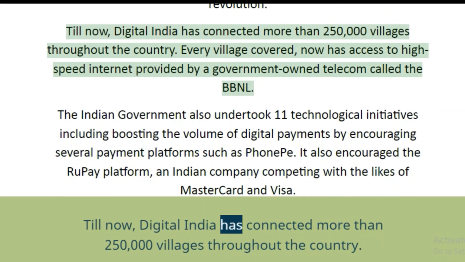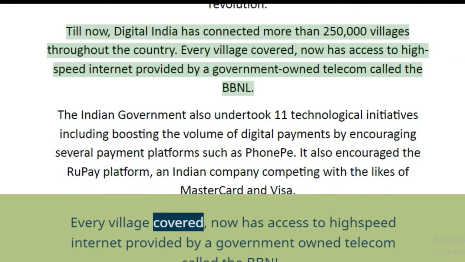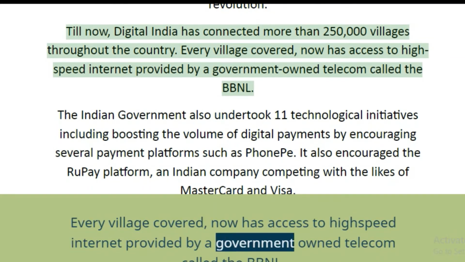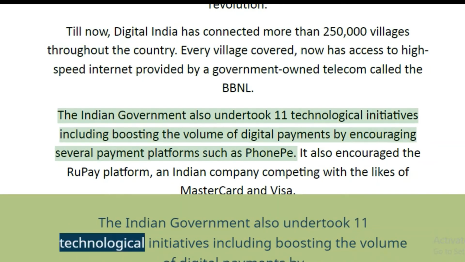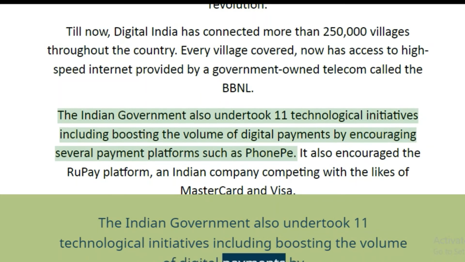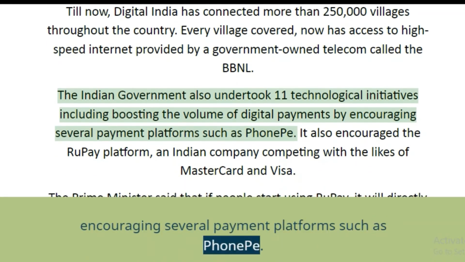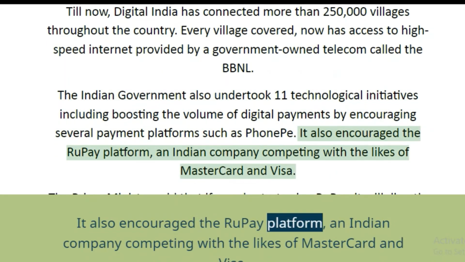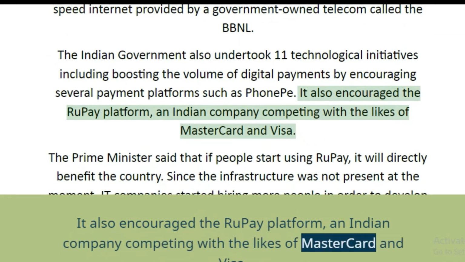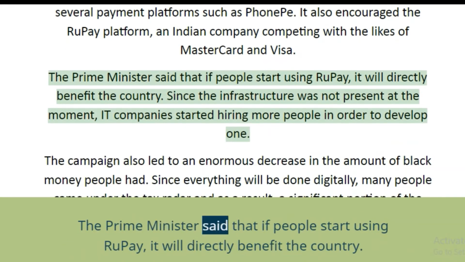Till now, Digital India has connected more than 250,000 villages throughout the country. Every village covered now has access to high-speed internet provided by a government-owned telecom called the BBNL. The Indian government also undertook 11 technological initiatives including boosting the volume of digital payments by encouraging several payment platforms such as FinApp. It also encouraged the RuPay platform, an Indian company competing with the likes of MasterCard and Visa. The Prime Minister said that if people start using RuPay, it will directly benefit the country.